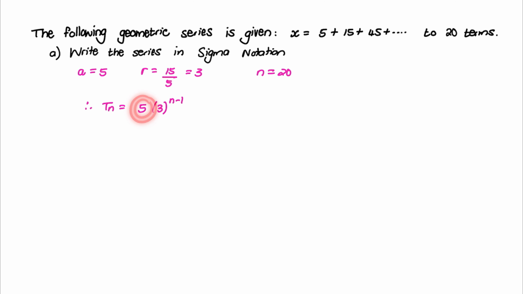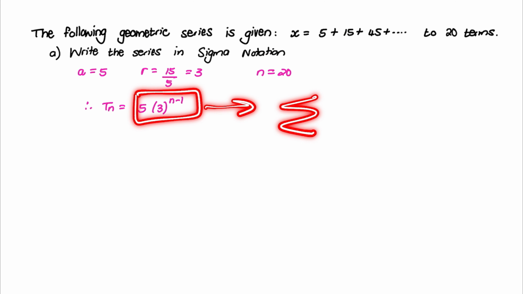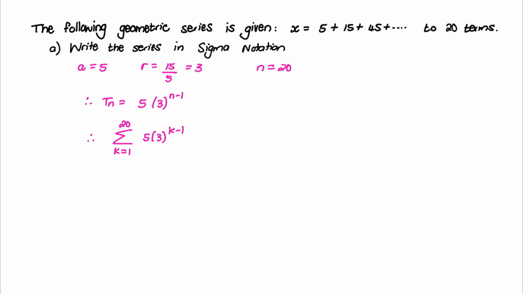Now the a value is 5, r is equal to 3, and we have it to the power of n minus 1. We are not substituting n into this expression. We are trying to find the body of our sigma notation. So therefore, this geometric series can be written in the following sigma notation. We have our lower limit of 1, which represents term 1. The upper limit is 20 because we have 20 terms. And we have established that Tn is equal to 5 times 3 raised to the power of n minus 1.